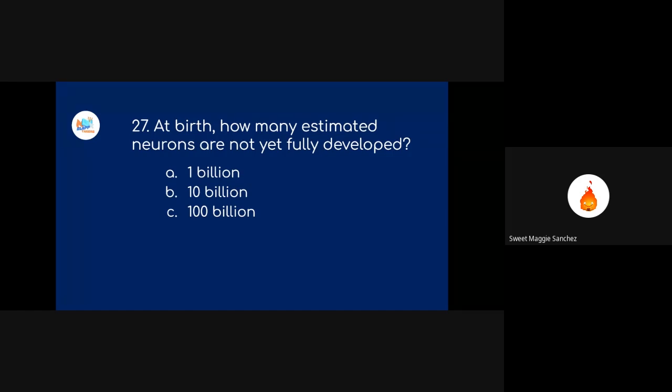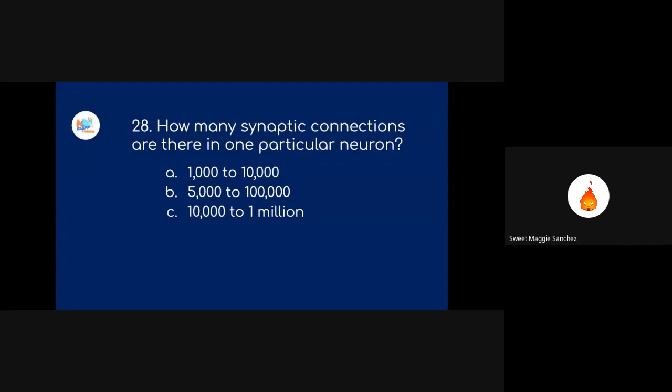Okay, timer stops. Question 28. How many synaptic connections are there in one particular neuron? Is it A, 1,000 to 10,000, B, 5,000 to 100,000, or is it C, 10,000 to 1 million?